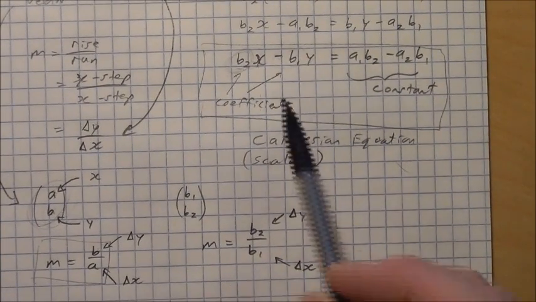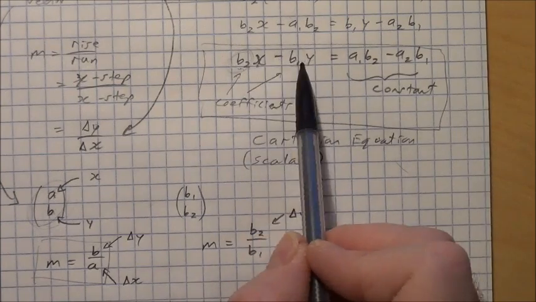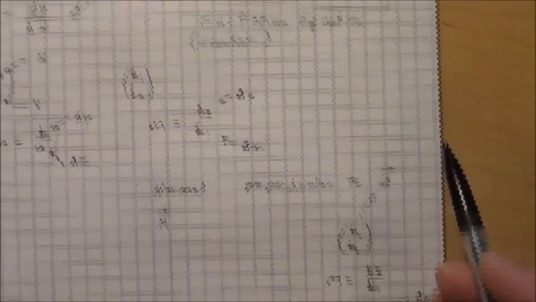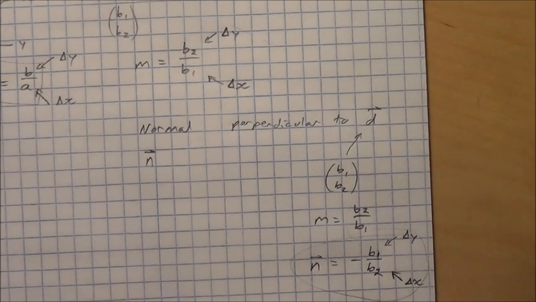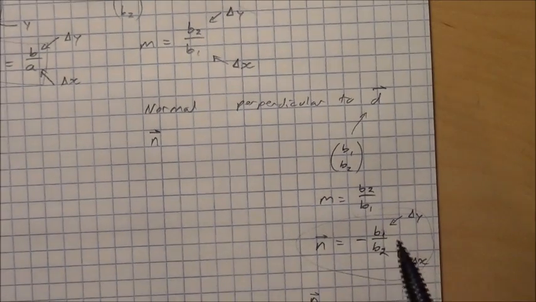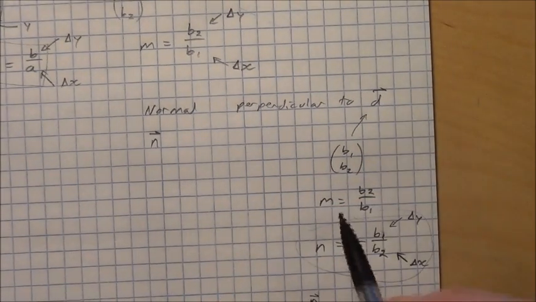Interestingly enough, the coefficients of the x and y in the Cartesian equation are actually the direction numbers of the normal. So the normal vector could be written, sorry, actually that shouldn't have a vector sign on it right here, I apologize for that. That's just the normal, or the perpendicular to this gradient.